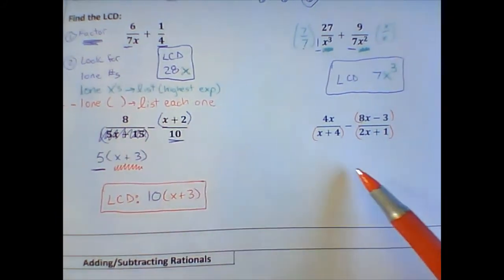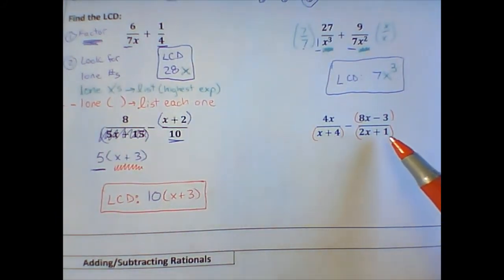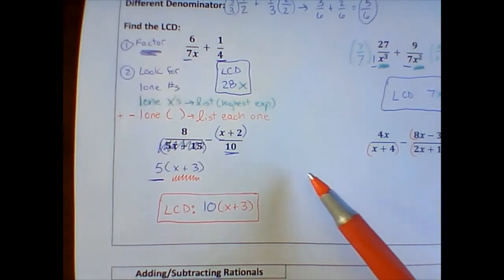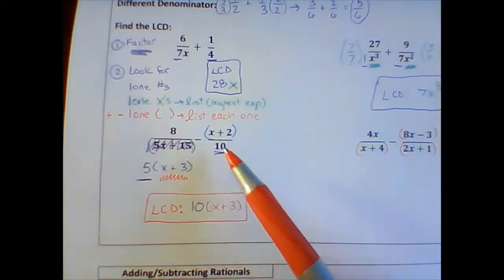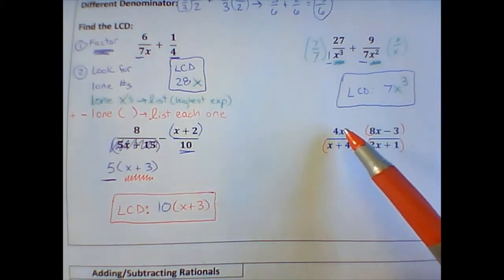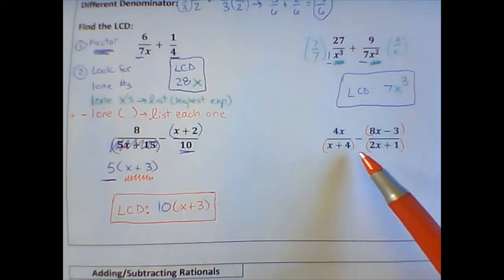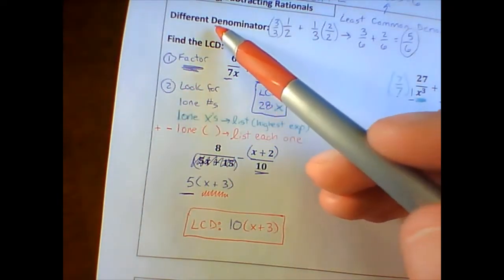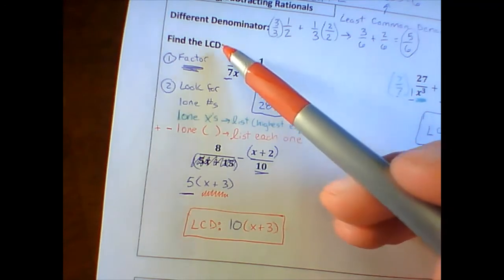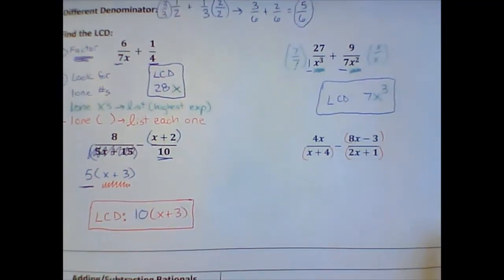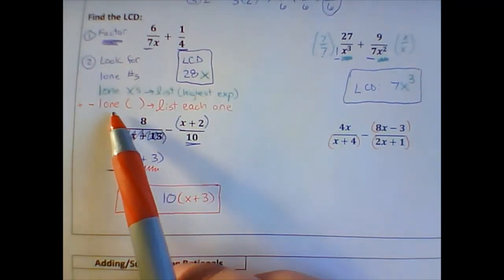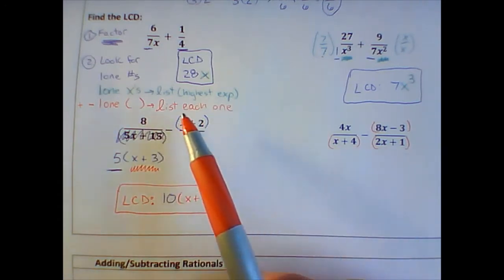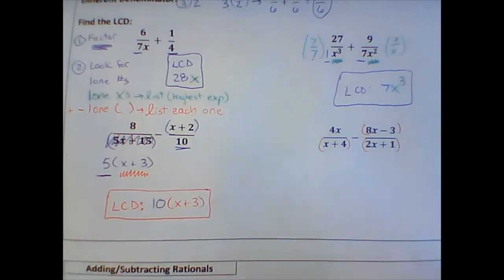All right, let's look for lone numbers. No lone numbers in the bottom. Again, you're just looking at the denominators. Okay. Lone variables. No, we got variables, but one's in the numerator and the others aren't alone. So again, make sure you're looking at the denominator. There's a 4x, he doesn't count. Okay, lone groups. We have 2 lone groups. We're going to list each one.